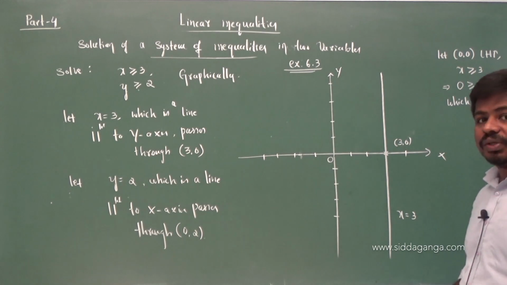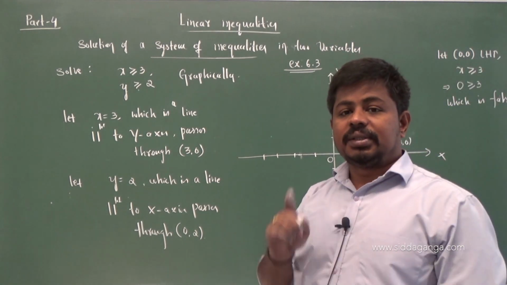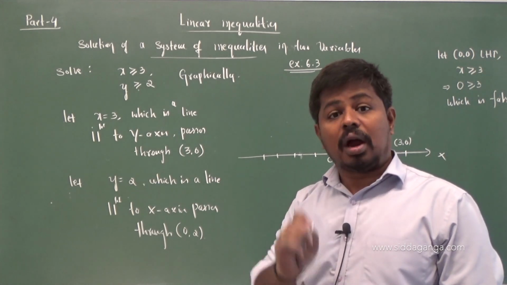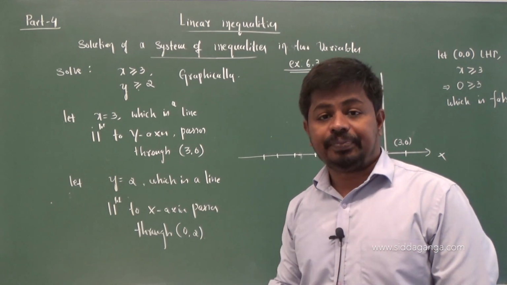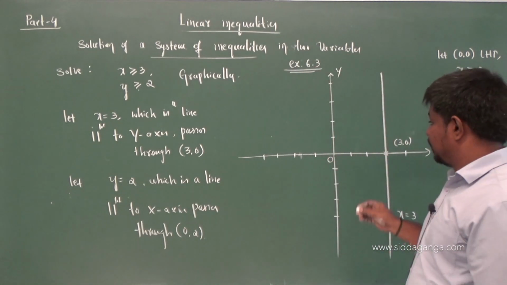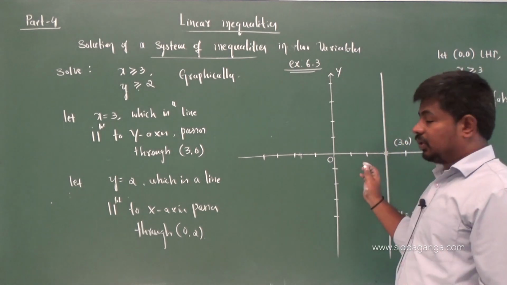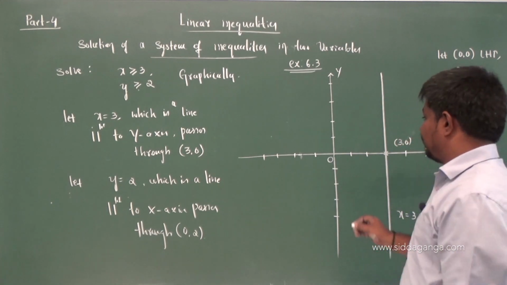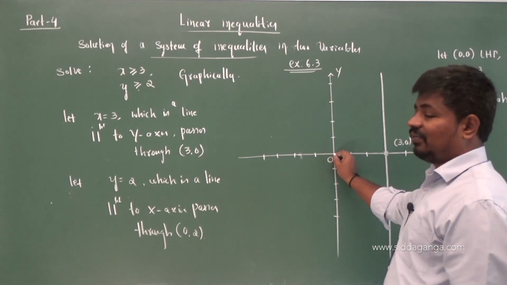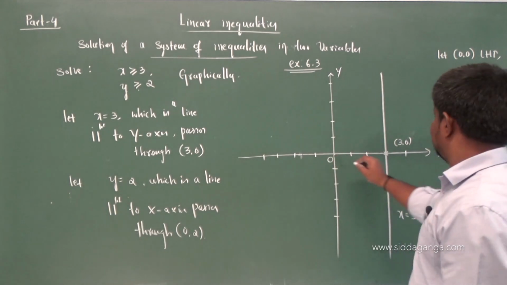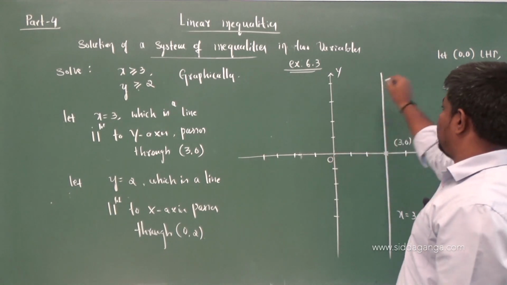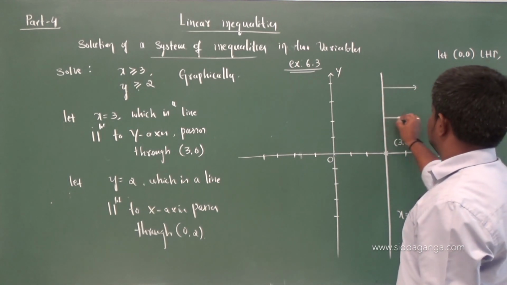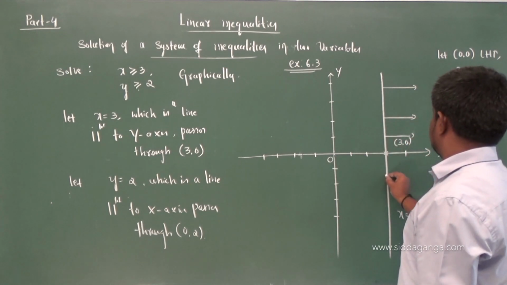So the solution region for x is greater than or equal to 3 is the region opposite to the region from which you have taken the point. Here I have taken the point 0 comma 0 from the left half plane. Whenever this is false, your region becomes opposite to this, that is the right half plane. This is the solution region for x is equal to 3.